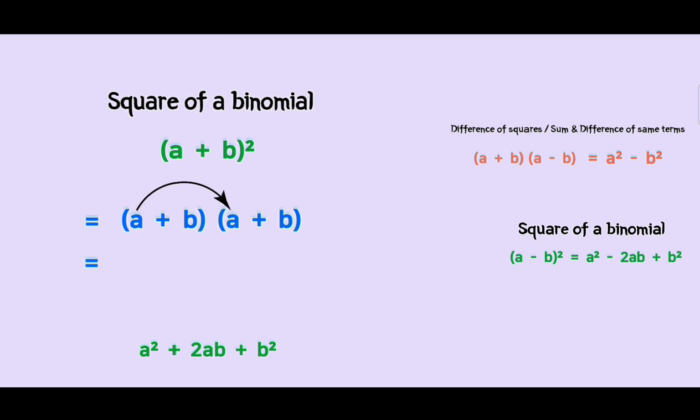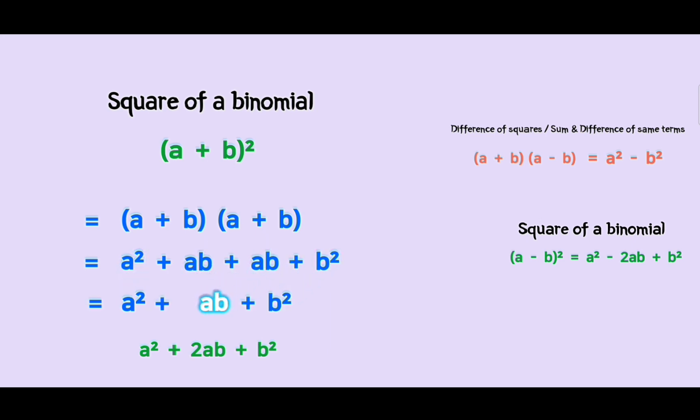So a times a is a squared, a times b gives us ab, b times a gives us ba, or ab again, and then b times b gives us b squared. And you can see that ab plus ab is 2ab.